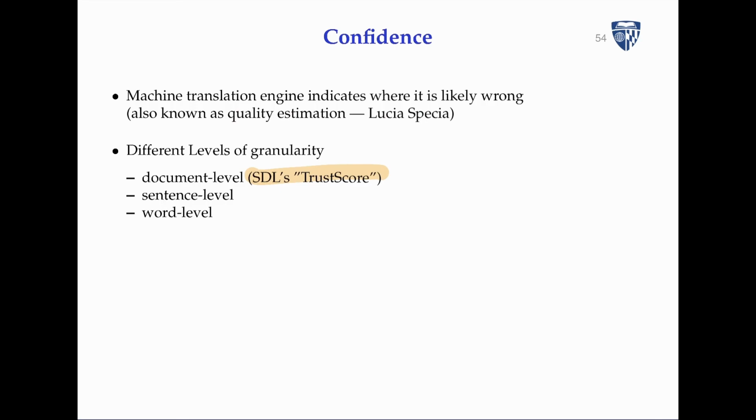You don't need to translate all the hotel reviews. So maybe if there are some hotel reviews you can't translate very well, don't show them to the user. Only show them the translations that are actually translated well. So that's document level, sentence level, word level.